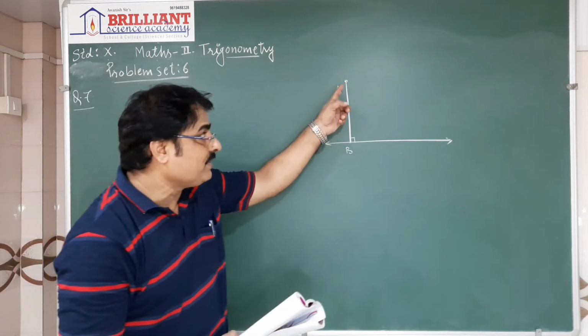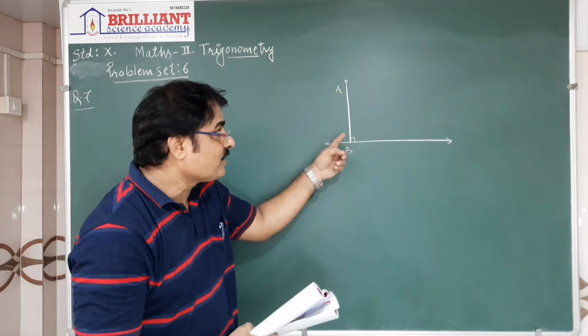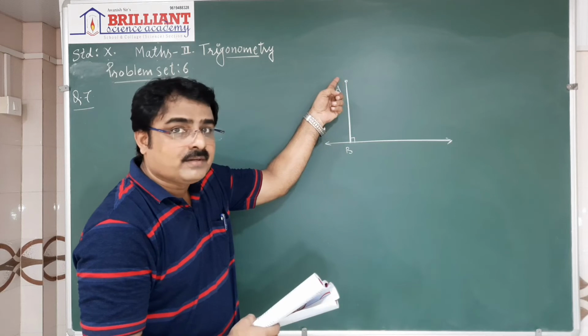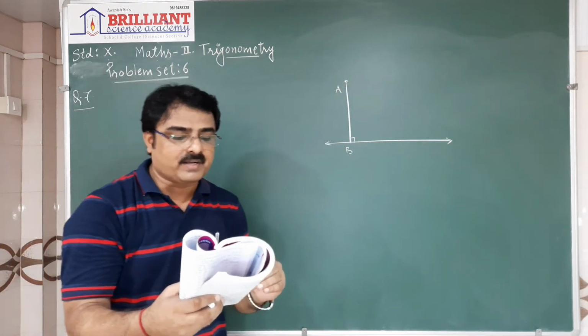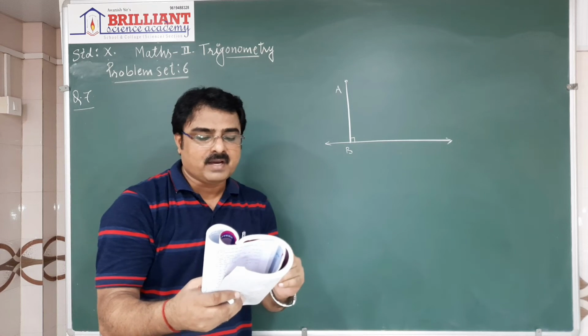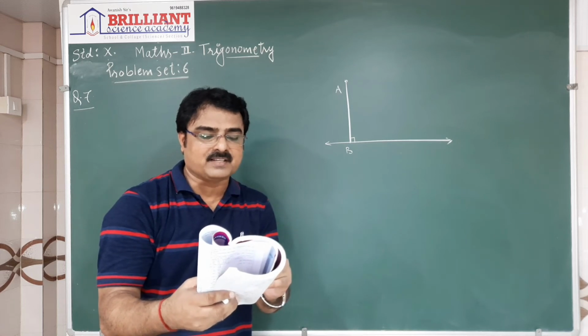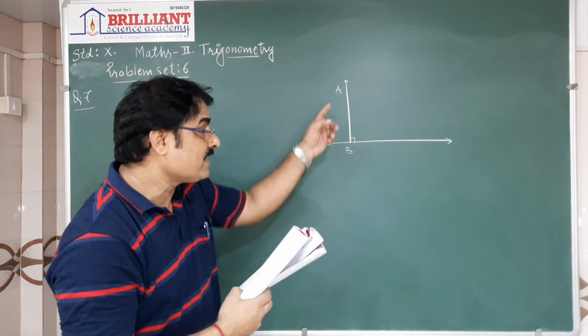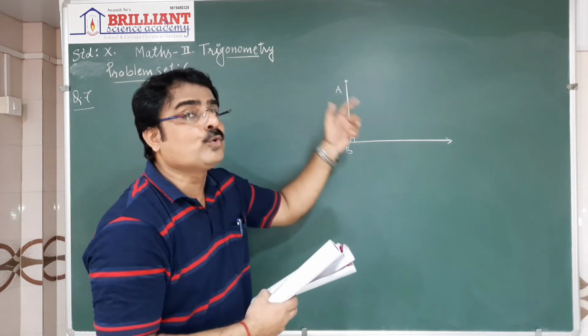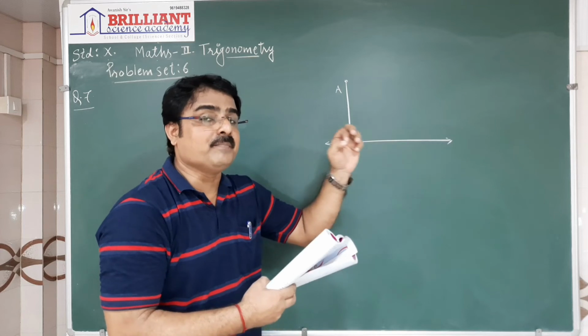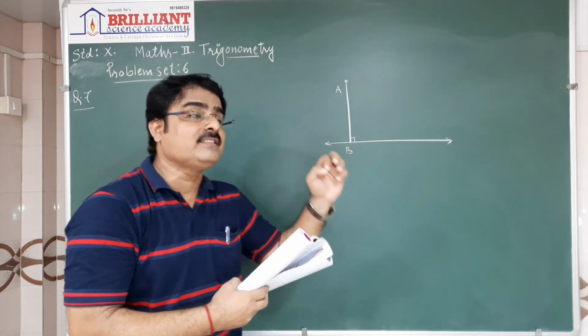From the top of the lighthouse, ये जो लाइट हाउस है इसके टॉप से क्या हो रहा है? यहाँ टॉप से an observer looks at a ship and find the angle of depression to be 30 degree. Observer from top of the lighthouse looks at a ship and making an angle of depression is 30 degree.